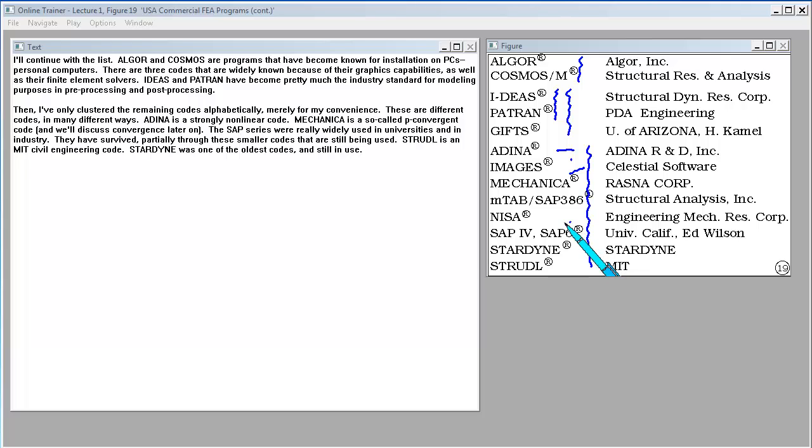The SAP series were really widely used in universities and in industry. They have survived partially through these smaller codes that are still being used. Strudel is an MIT civil engineering code. Stardyne was one of the oldest codes and still in use.